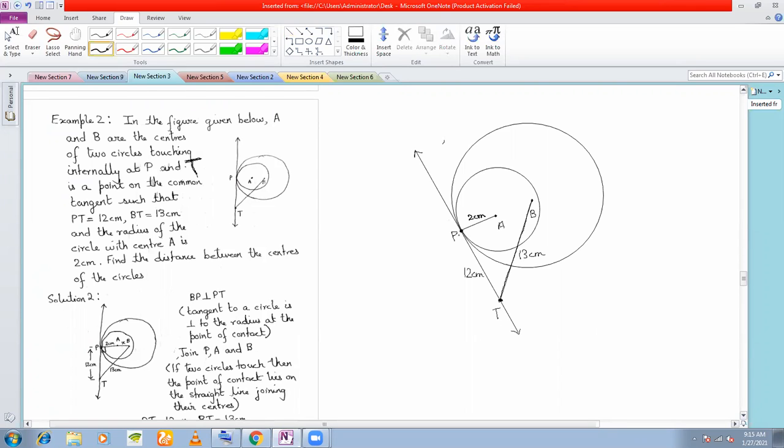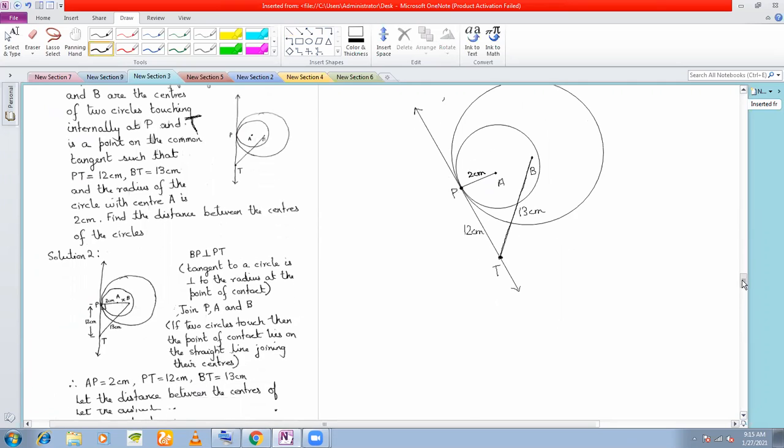Question is, find the distance between the centers of the circles. That is, you need to find out the distance AB. AB is the distance between the centers of the circles. Okay, so what you do is you say P, A, and B lie on the same straight line.